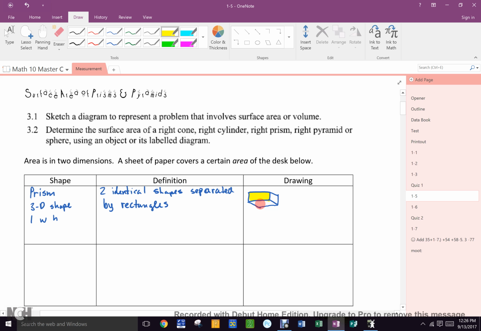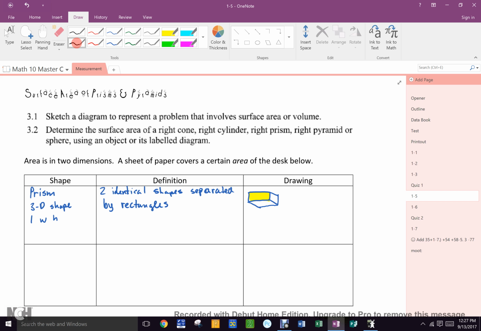Okay, that's one. Let me ask you this. What shape is this? Excellent. When I roll it up, what shape is it? So, is a cylinder a prism? What shape is that? Are those two circles the same shape? Are they identical shapes? Were they separated by a rectangle?